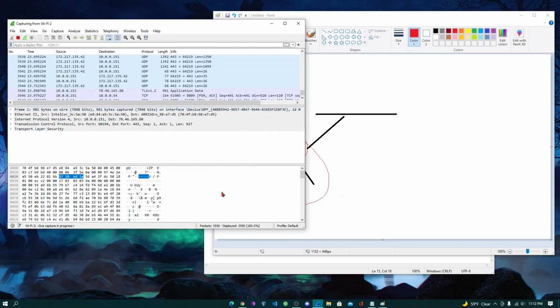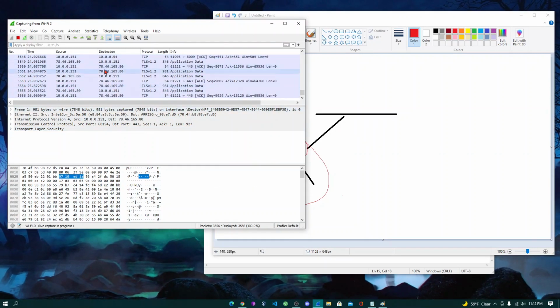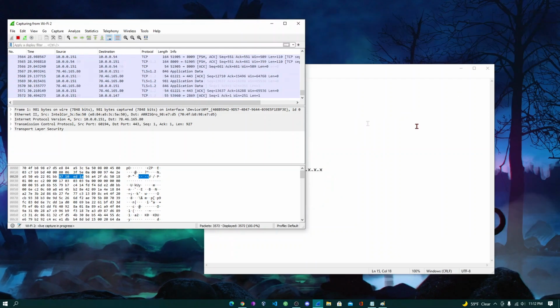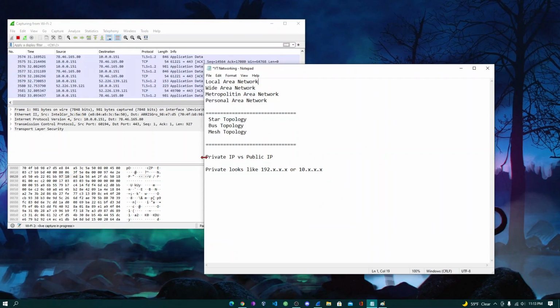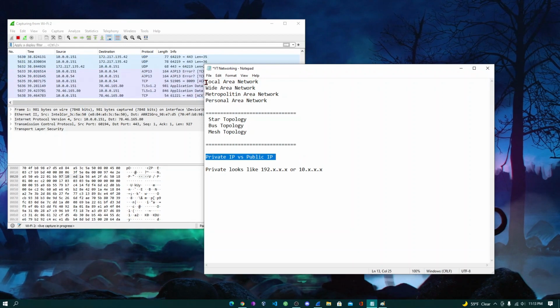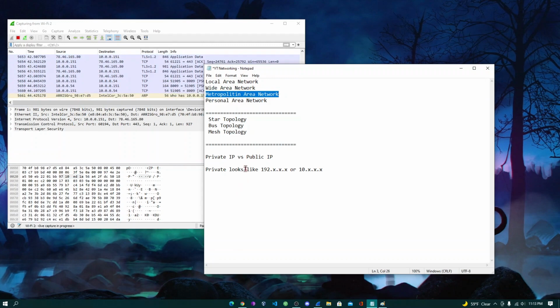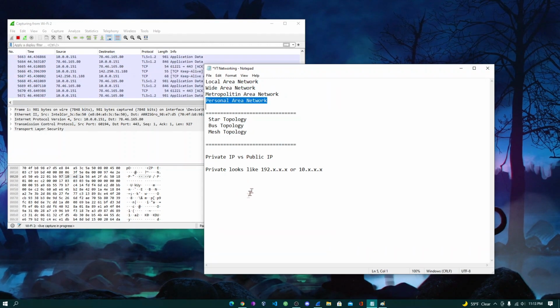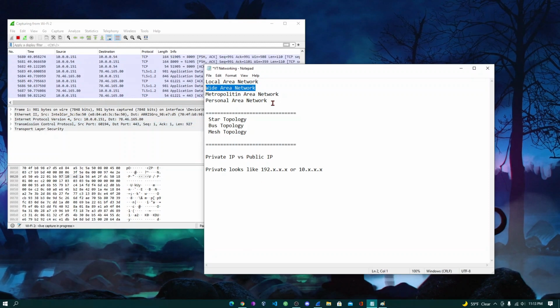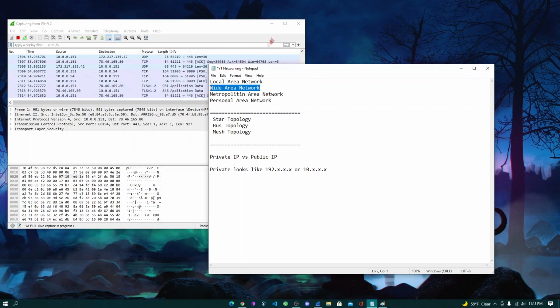And then we're going to see, okay, now let's say that you found a private IP address, not a public. There's a difference, as you guys see here, private versus public. Public is what allows you to access the internet. Private is what is on this local area network, sometimes even on the metropolitan area network, and definitely personal area network. Wide area network is all public IP addresses, but then it goes into local area networks. But let's get back into Wireshark here.